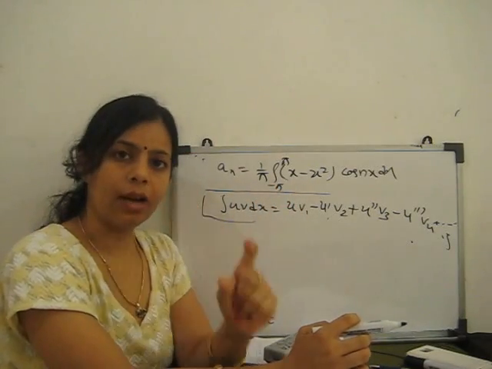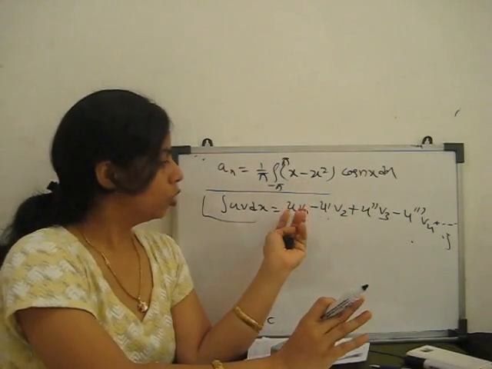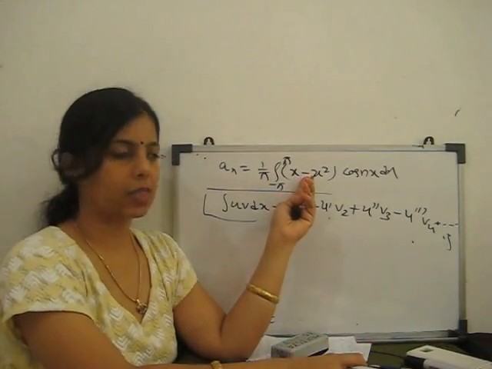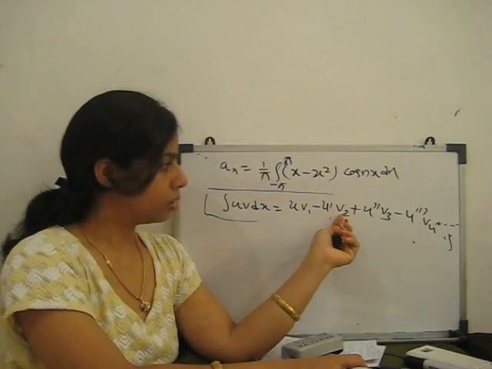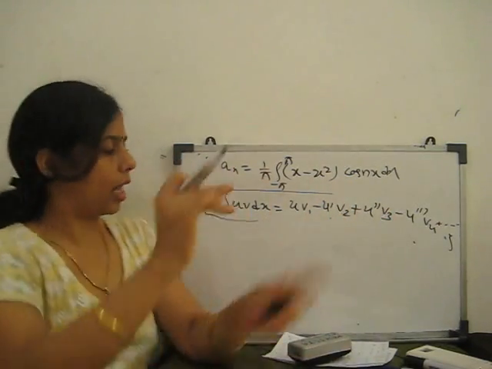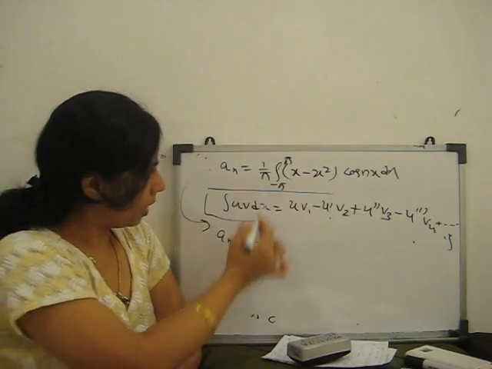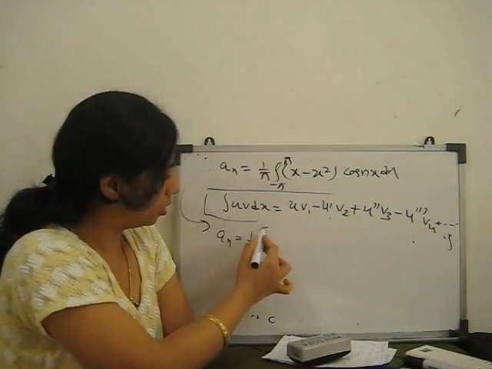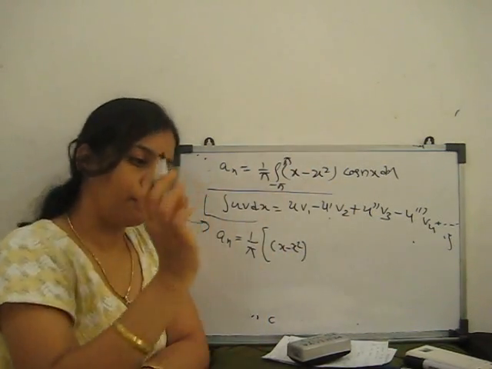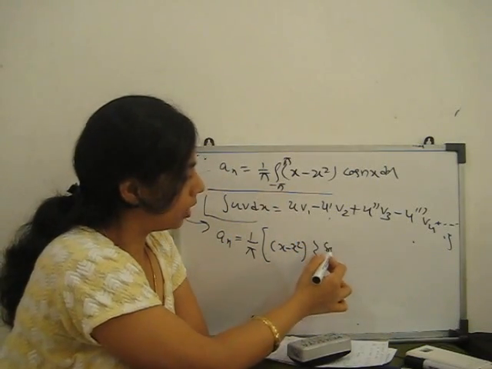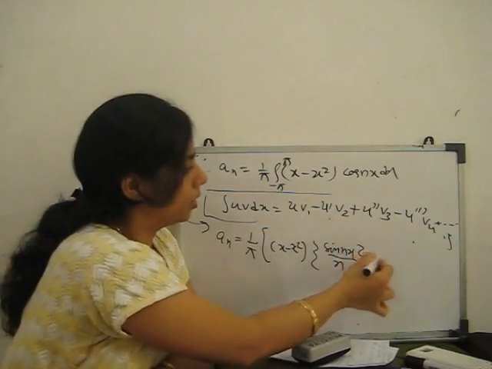So the u function is the one that finishes after some differentiation. The u function is x - x² because this function finishes. The v function is cos nx, so v1 is the first-order integration, then second order, third order, fourth order, like that. So for an, 1/π, when we integrate, u as it is, x - x², then the integration of cos nx is sin nx / n, minus u'.